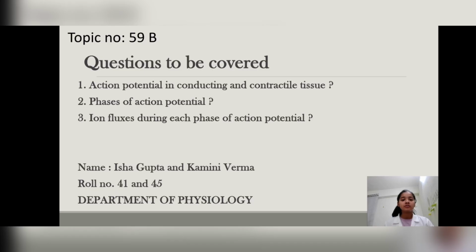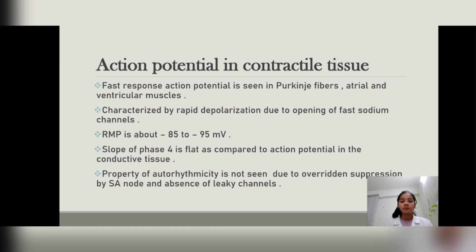So questions to be covered are action potential in conducting and contractile tissues, phases of action potential, and efflux during each phase of action potential. Action potential in contractile tissues. So what are contractile tissues? Contractile tissues are Purkinje fibers, atrial muscles, and ventricular muscles. They show fast action potential.